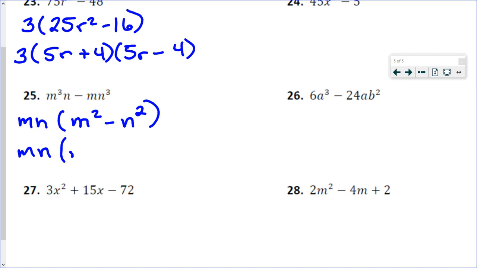Square root of m squared is m. Square root of n squared is n. Difference of squares, remember you're going to do this twice, and one of them is plus, and one of them is minus.